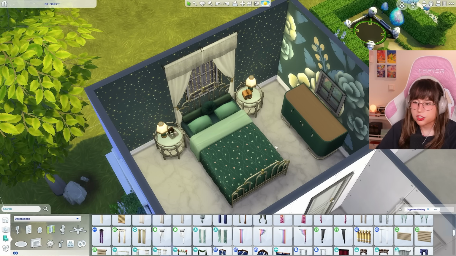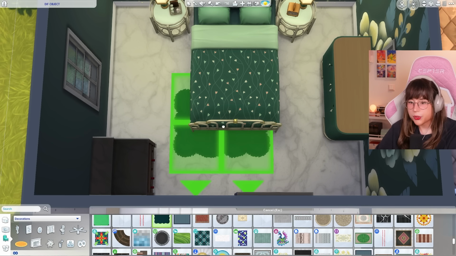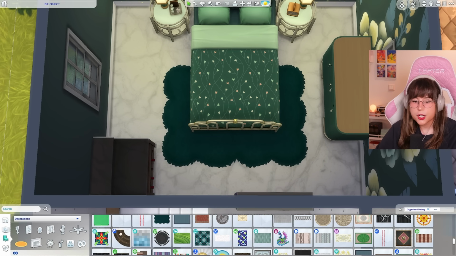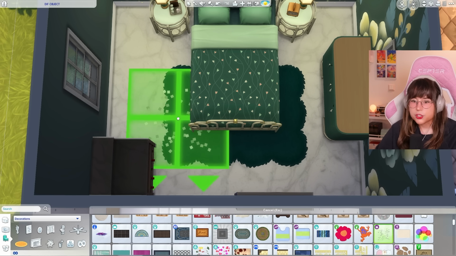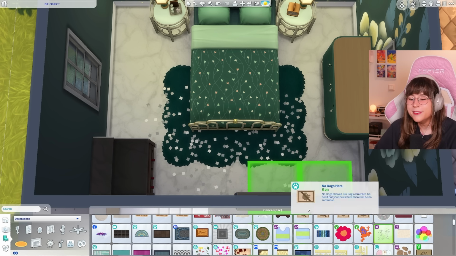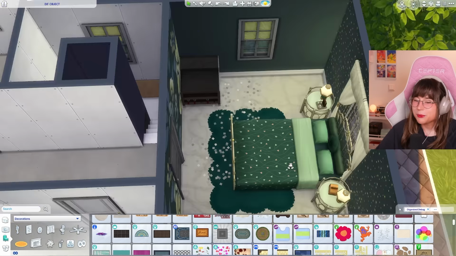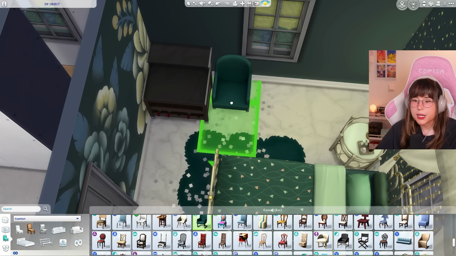Oh, I love this room, actually. I want this in real life. And then for the rug, we can put in this one. It's underneath the bed in a dark green. Oh, and then some confetti on the floor. I mean, come on, we need that. We absolutely do. And then by the bar, we can have a chair.